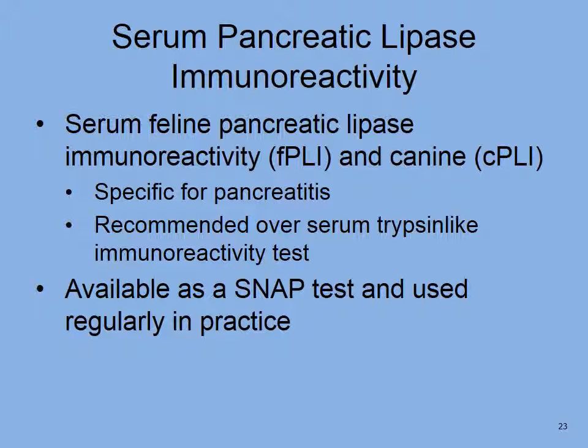I don't know what we did before we had these snap tests, because it used to be that we had to send away samples for the PLI tests, and then it would take a day or two to get the results back, by which time, if we hadn't already started treating for pancreatitis, then the animal was in dire straits, and if we had, then the animal was usually better by the time we got results. So your SNAP FPLIs and CPLIs are going to be kind of your best friends in pancreatitis cases.